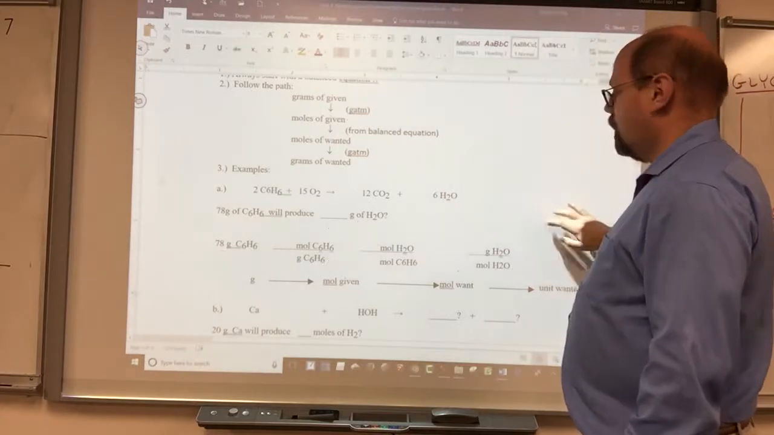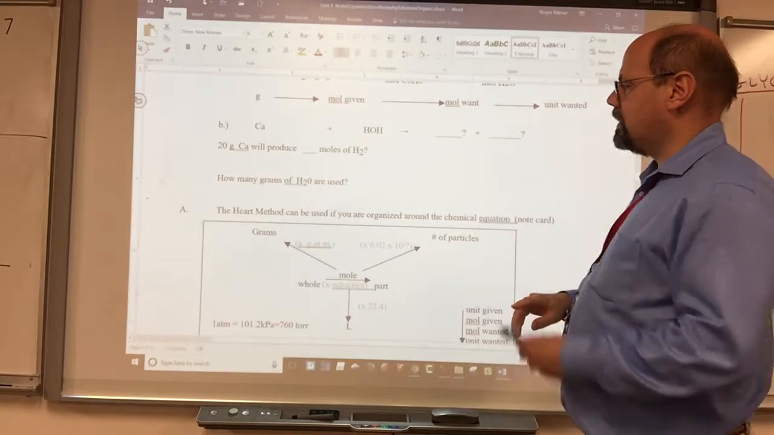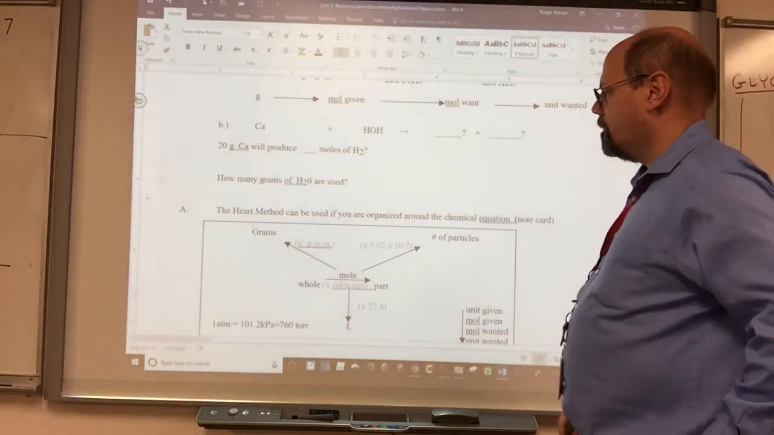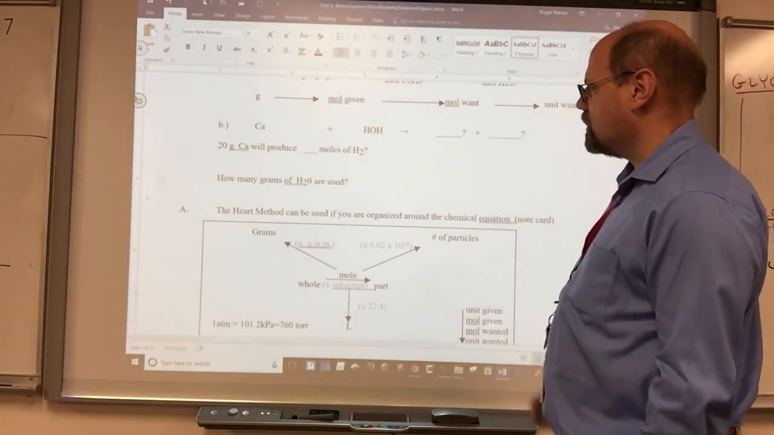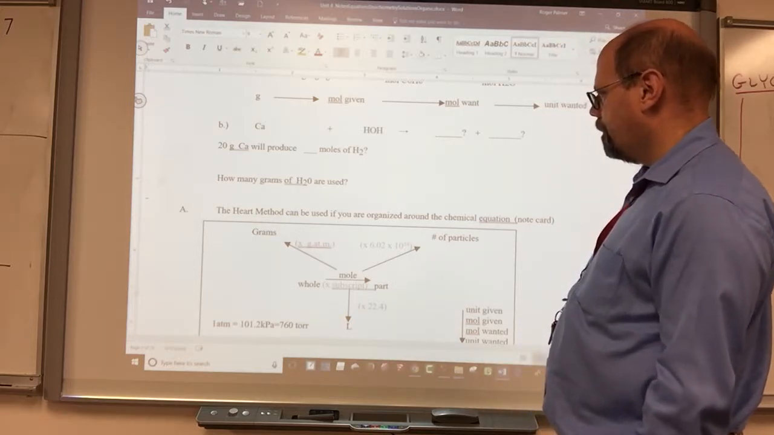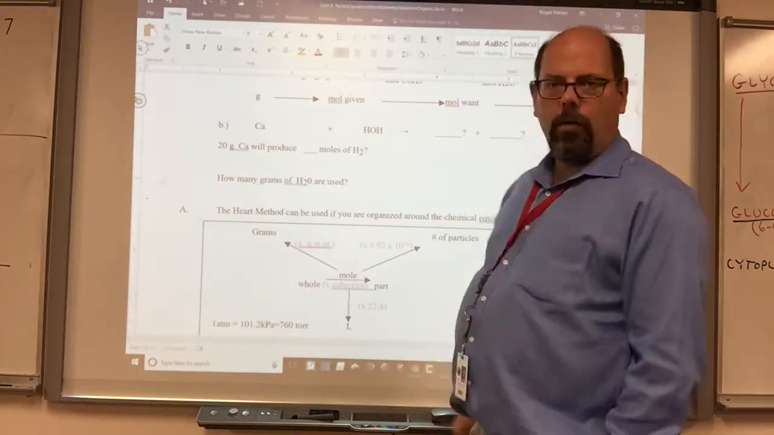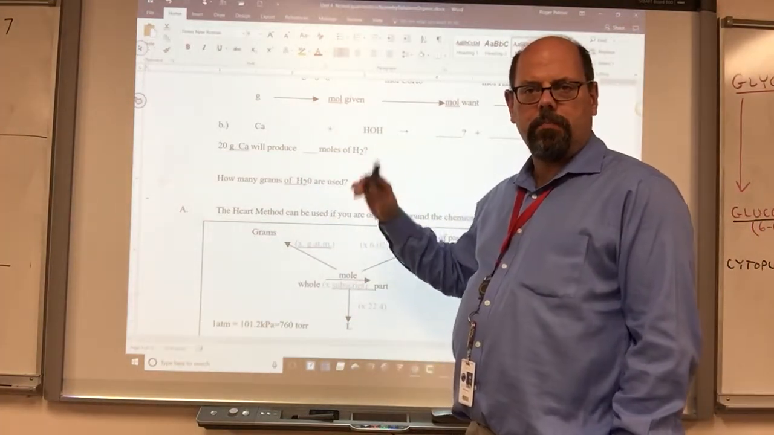Sorry, let me clear that ink. And I'm going to choose a different method. I'm going to use this heart method down here. Okay, it can help you organize this process as well. So I have a problem that's right here. And what kind of reaction is this? Let's see if you can practice these.